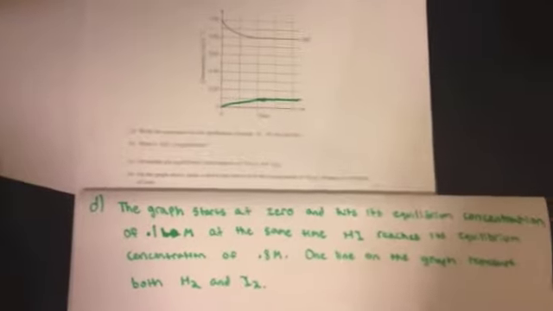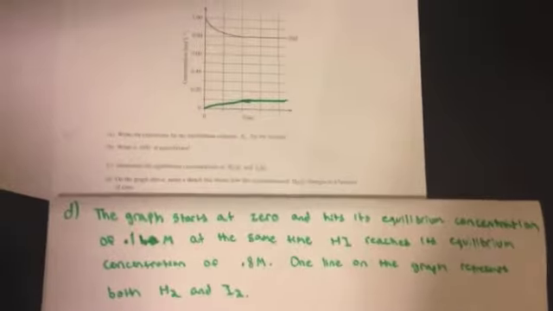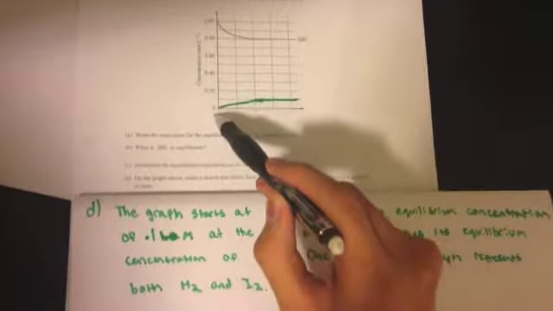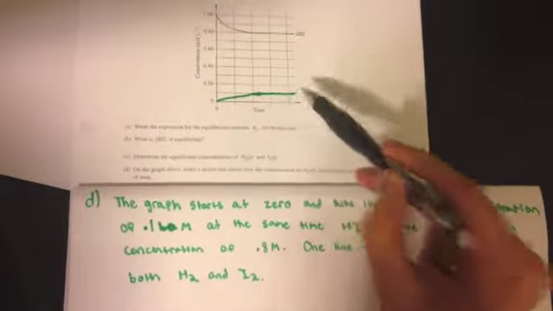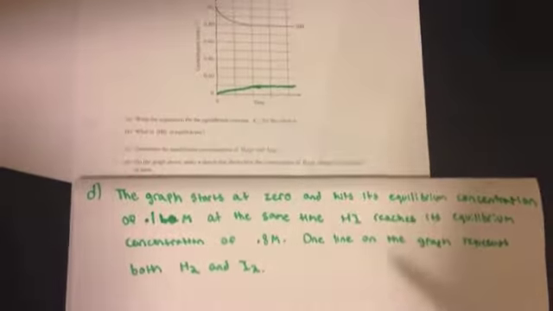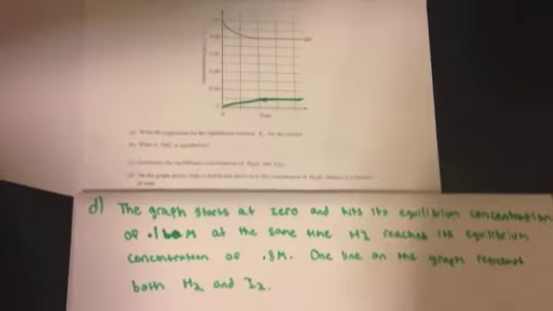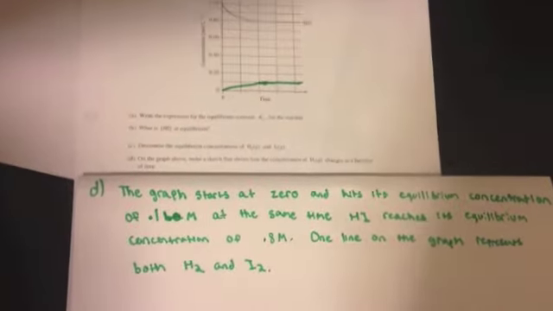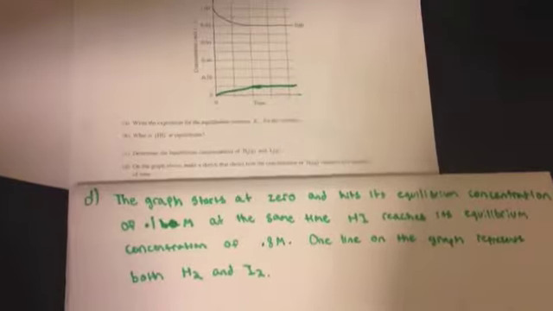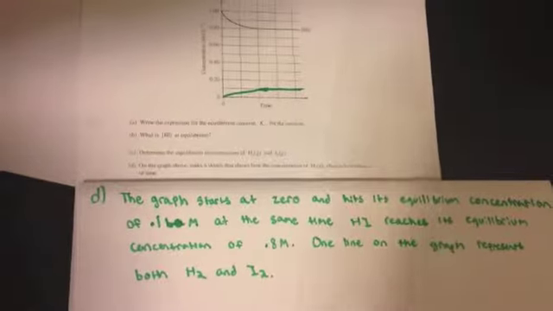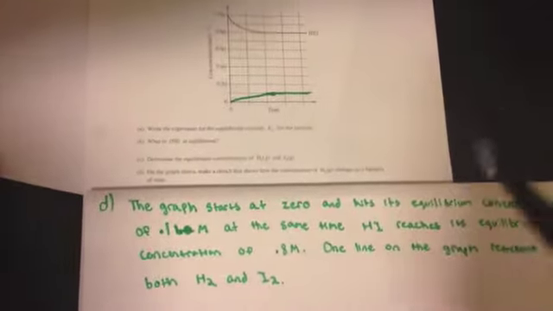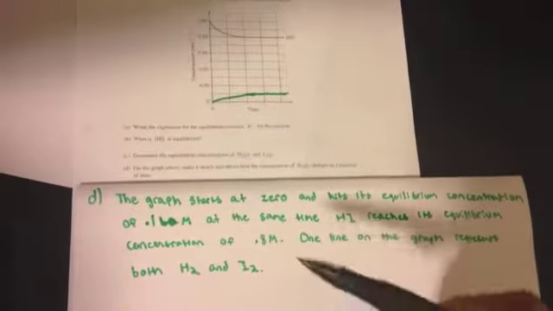For D, we have to make a sketch that shows how the concentration of H2 gas changes as a function of time. So this is what I sketched for H2, and the graph starts at 0 and hits its equilibrium concentration of 0.1 molarity at the same time HI reaches its equilibrium concentration of 0.8 molarity. And then one line can also be used to represent both H2 and I2 because they have the same concentrations.